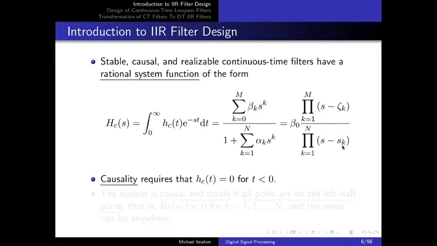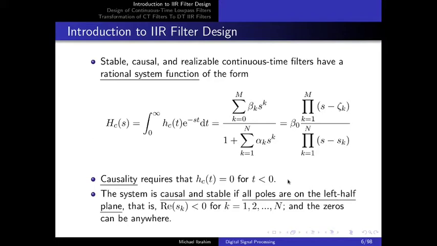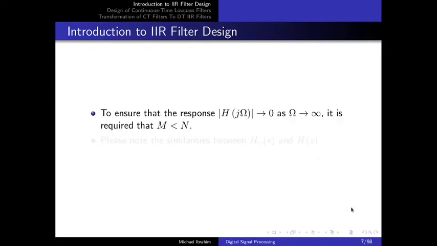So again, causality requires that h continuous of t, the impulse response, must be 0 for t less than 0. And for the system to be both causal and stable, all poles must be in the left half plane of the s domain. In other words, the real part of the poles sk must be negative, less than 0 for all k. And the zeros can be anywhere. In order to ensure that the frequency response h of j omega goes to 0 as omega goes to infinity, it's required that the number of zeros must be less than the number of poles.